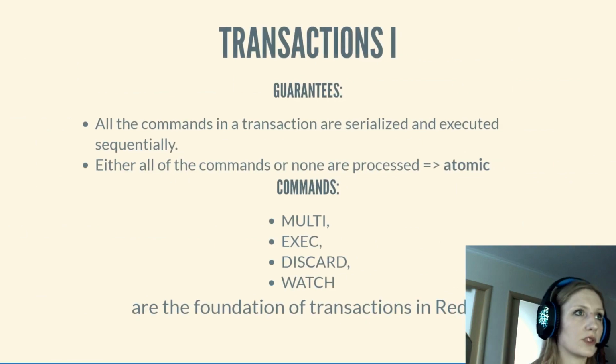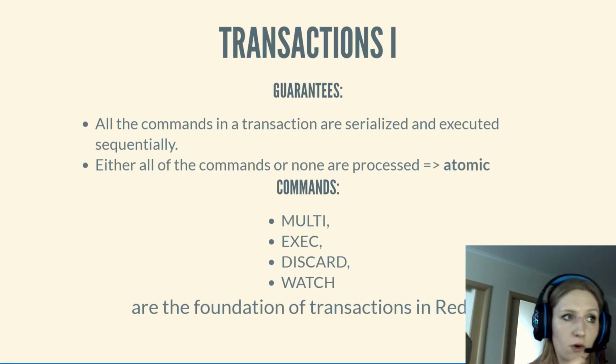The next point we should discuss is transactions. Transactions are a queue of commands that can be processed all together, and that gives you two guarantees. All the commands in a transaction are serialized and executed sequentially, which means that no other client can be served in the middle of the execution of a transaction. And the second guarantee is that either all of the commands are processed, or none of them, which means that these transactions are atomic.